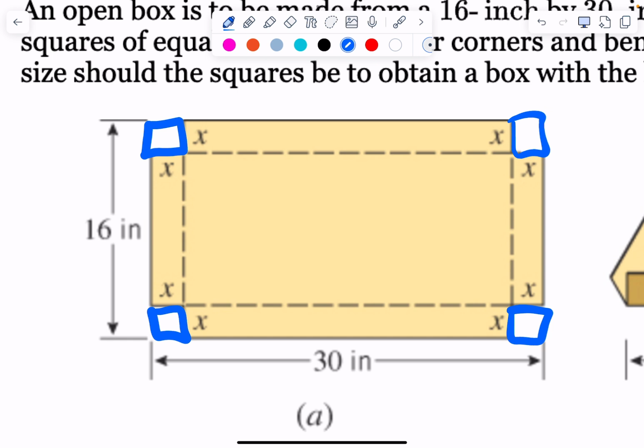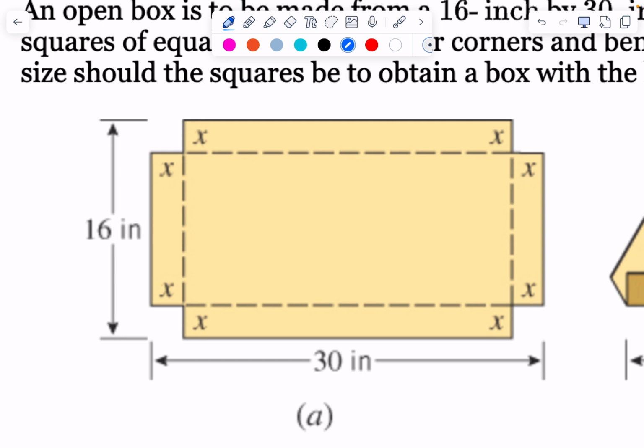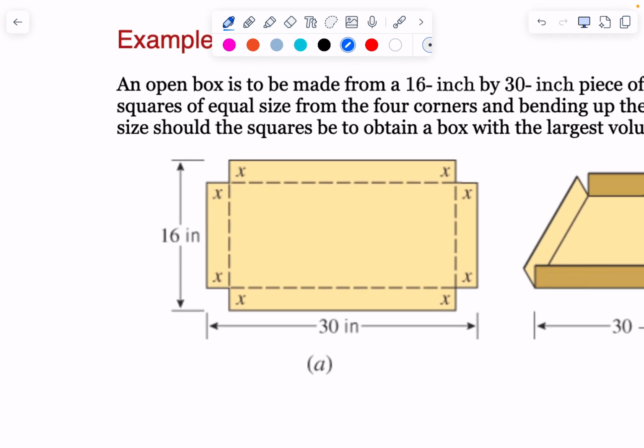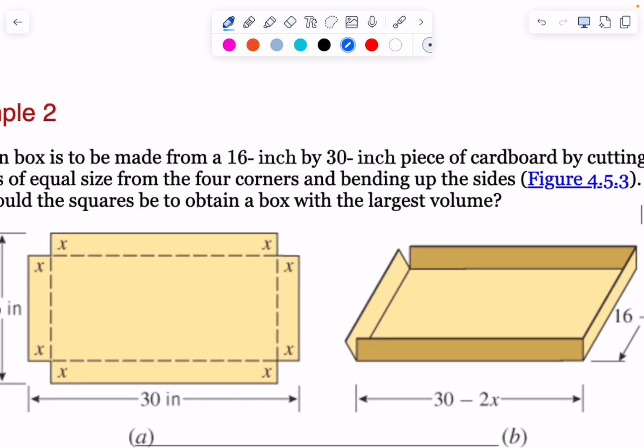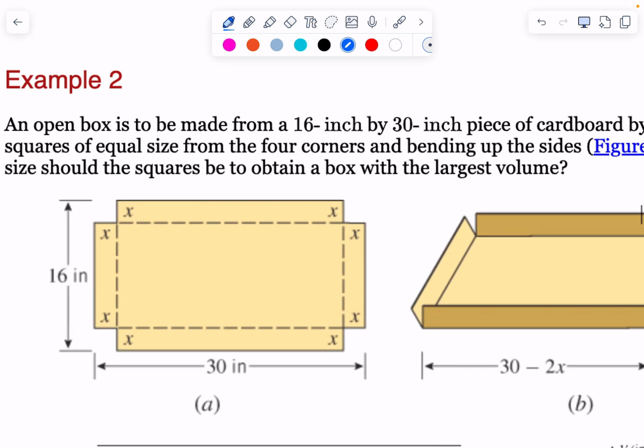But the deal here is I don't know how big I'm notching those out, because I want to figure out how big to notch them so that it encloses the maximum volume. I want to maximize my volume, probably. Is that what it says? What size gives the largest volume?